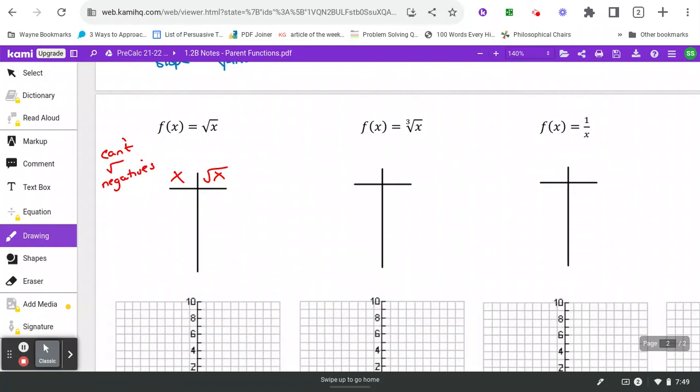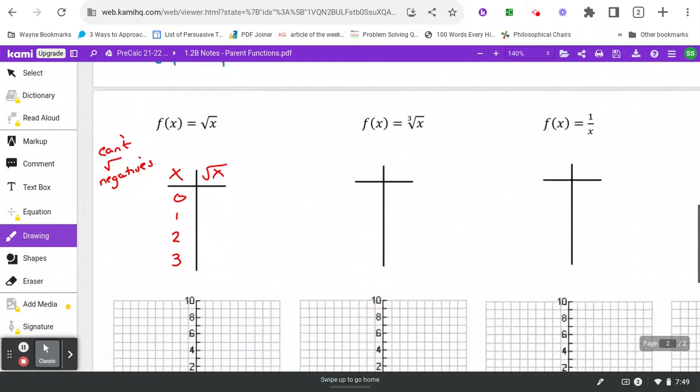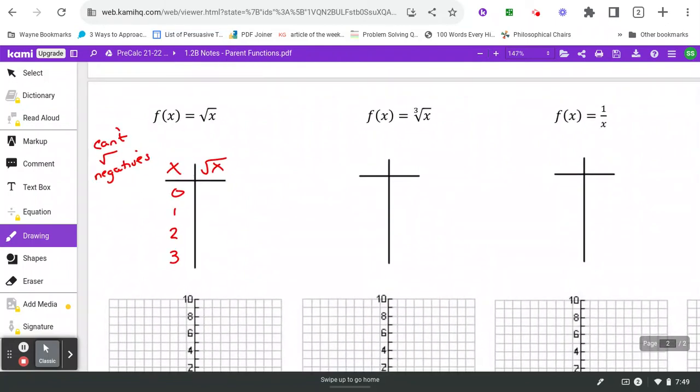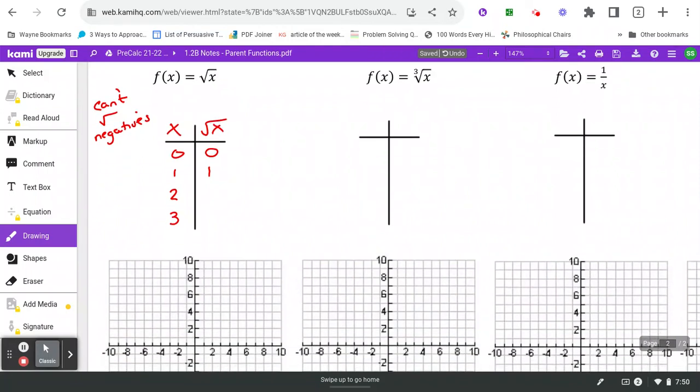So instead of using the regular -2, -1, 0, 1, 2, I'm just going to start with 0, 1, 2, and then maybe go up to 3. Now, as we start filling this in, we're going to come to an issue because we're going to have some decimals, and I'm going to show you a way to avoid that. So the square root of 0 is 0. That's fine. The square root of 1 is 1. But if you try to take the square root of 2, you get a decimal. Same thing with the square root of 3. And I would rather not graph decimals.